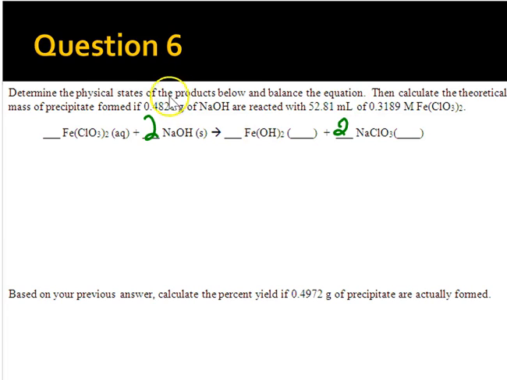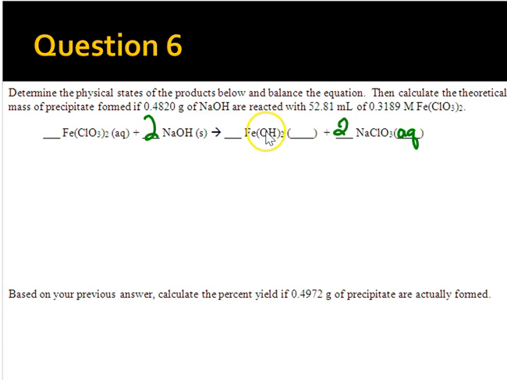I also need to determine the physical states of the products. It's leaving it blank here. It's asking us to use solubility rules to figure out what those states would be. I already know this second product is going to be aqueous because of the sodium. But this one right here, iron(II) hydroxide, I'm going to guess it's a solid, but you don't know. You've got to check. So I'm looking for the solubility rule for hydroxide.